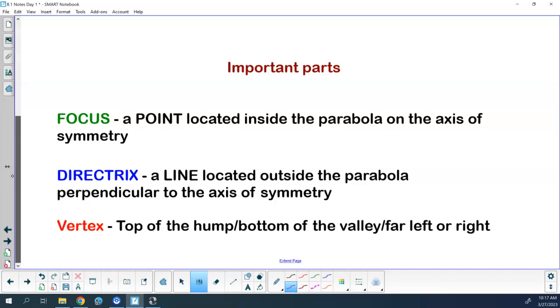And the vertex. Okay, you've seen a parabola before, but you've only seen vertical parabolas, up and down parabolas, and you've only done them using quadratics. We're going to totally change that this week. The vertex is the top of the hump or the bottom of the valley. Maximum or minimum. Or, when we tweak it in about 5 minutes, we're going to have left and right opening parabolas. And so then it's going to be the farthest left point or the farthest right point.